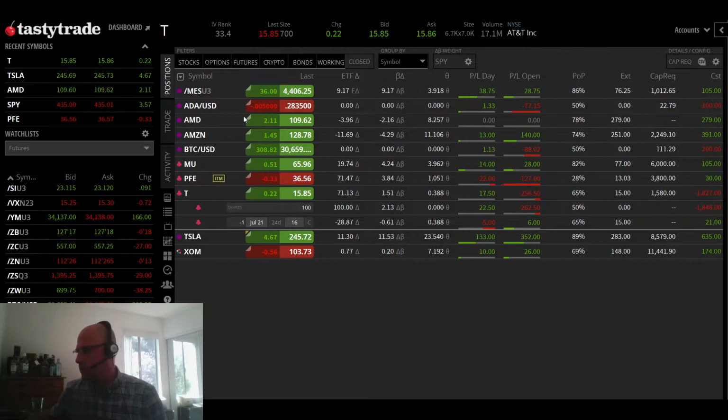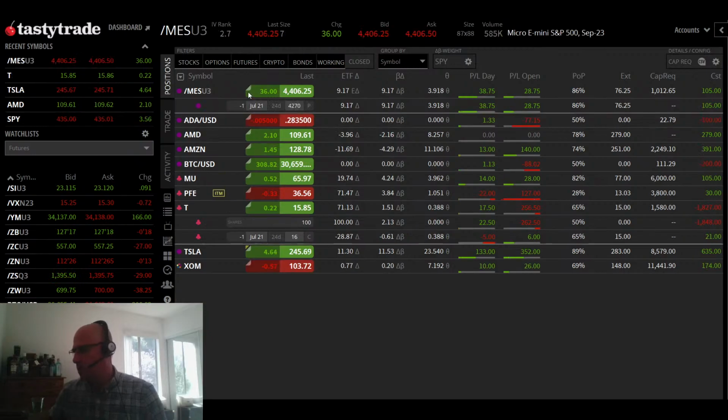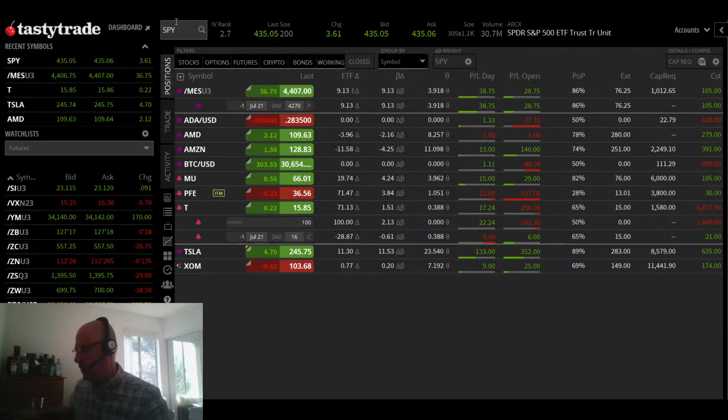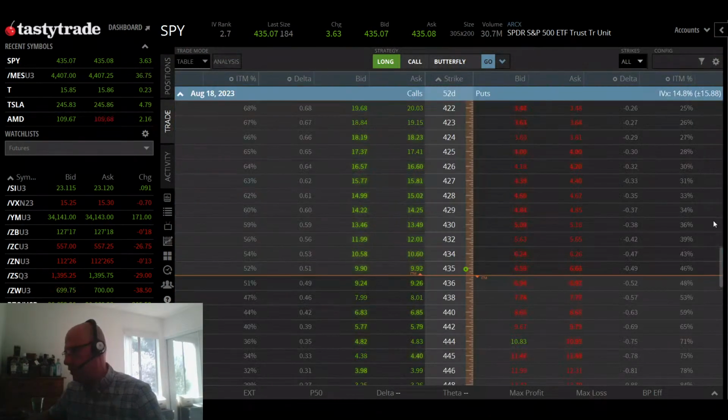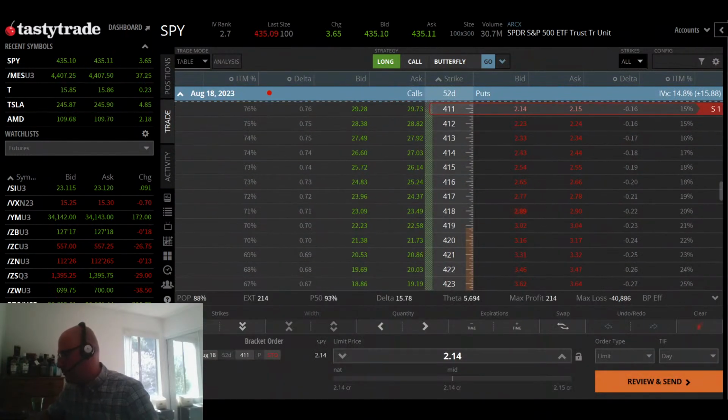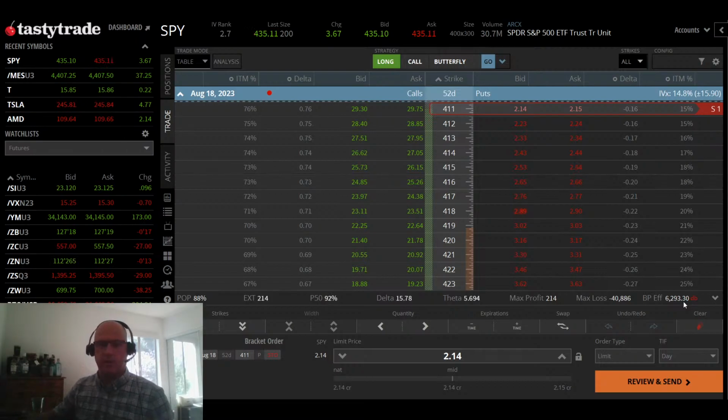This account is permissioned, even though it's really small, to trade futures. So instead of having a position in SPY, I have a position in the micro E-mini futures here. The reason for that is the buying power reduction is a little bit less. I think to trade like a single SPY put, let's go to SPY and let's just sell a put, let's go to August just to be consistent. If I were to sell this put here, this is going to cost me basically 6,300 in buying power. So I'm going to have to put up almost 7,000 to make this trade.